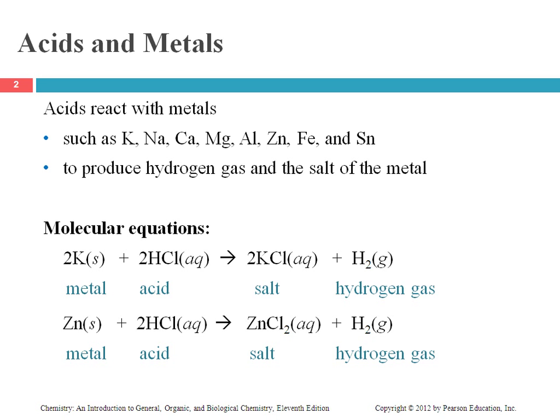And basically the product, so what you want to look for if it's an acid and metal reaction, is the fact that you're going to have a metal as a reactant, you're going to have an acid as a reactant, and you're going to produce salt plus hydrogen gas. Okay, so salt plus H2.